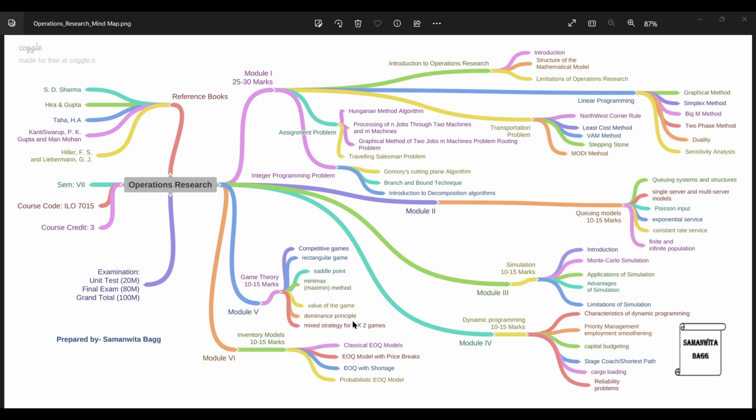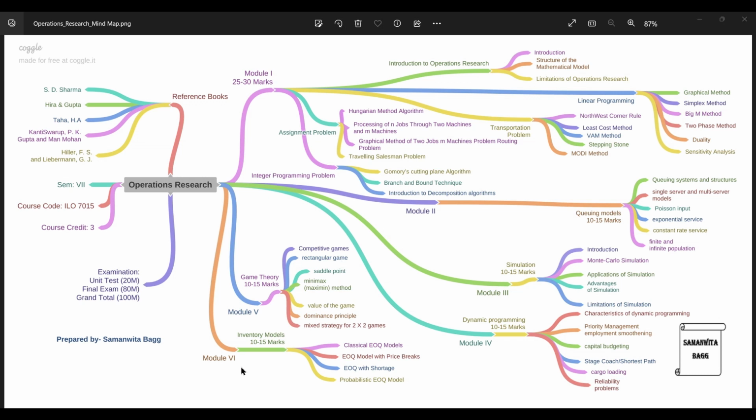Dominance principle is a topic on which numerical may be asked. Mixed strategy for 2x2 games is again a topic on which numericals may be asked. Now from here you may expect a 10 mark numerical and a 5 mark theory question or maybe a small numerical of 5 marks from this topic.